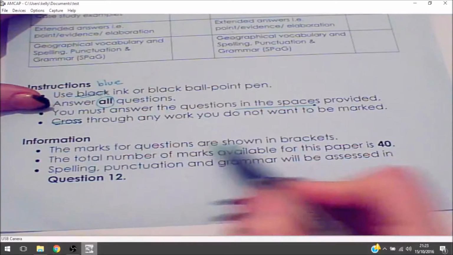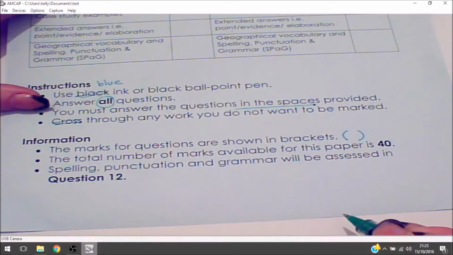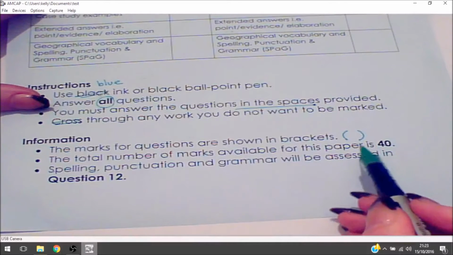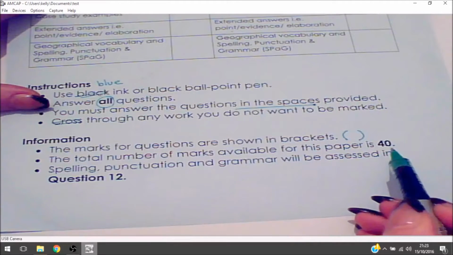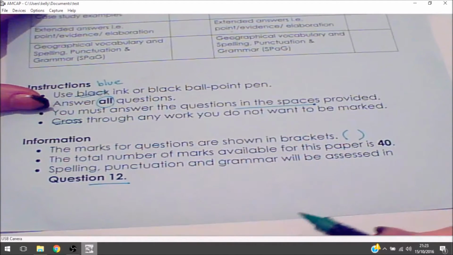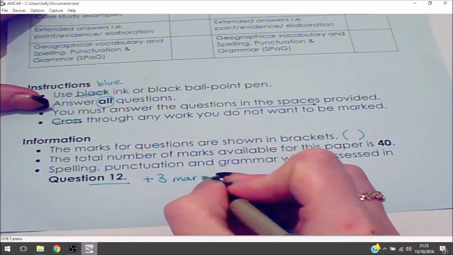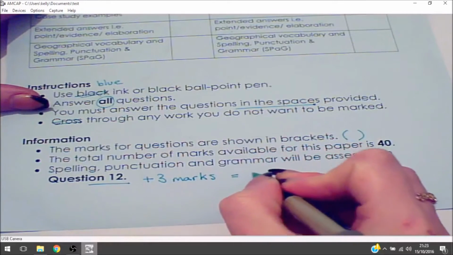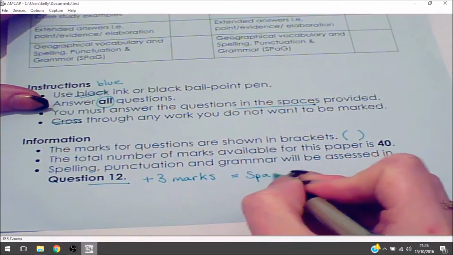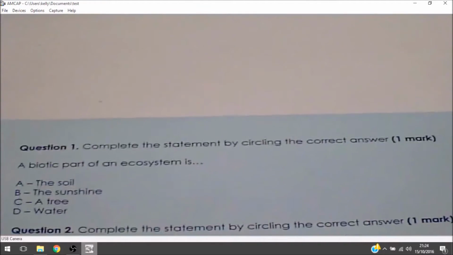All the marks for the questions are shown in brackets, typically at the end of each question. The paper is out of 40, and specifically for spelling, punctuation and grammar, this is going to be in question 12, so there'll be an extra 3 marks in question 12, and that is for spelling, punctuation and grammar. Okay guys, so let's get started.